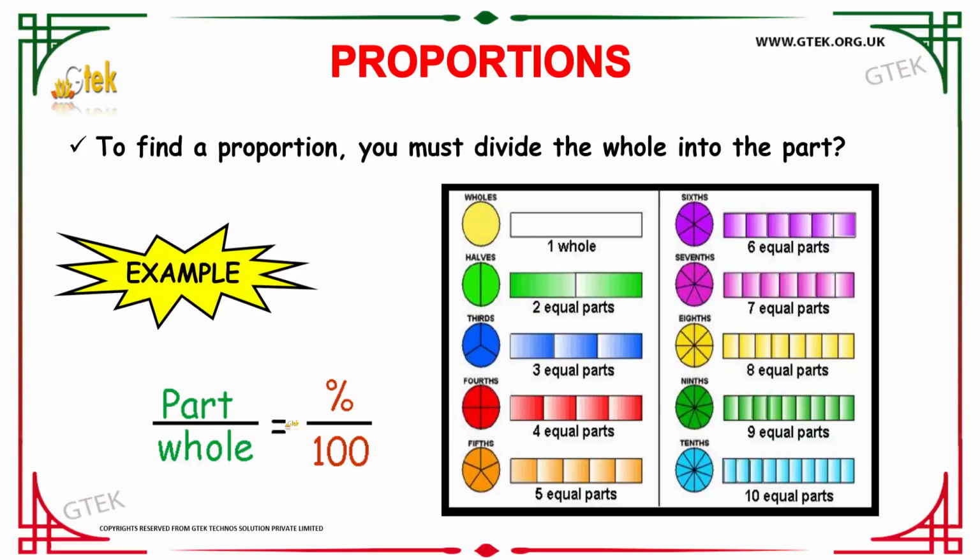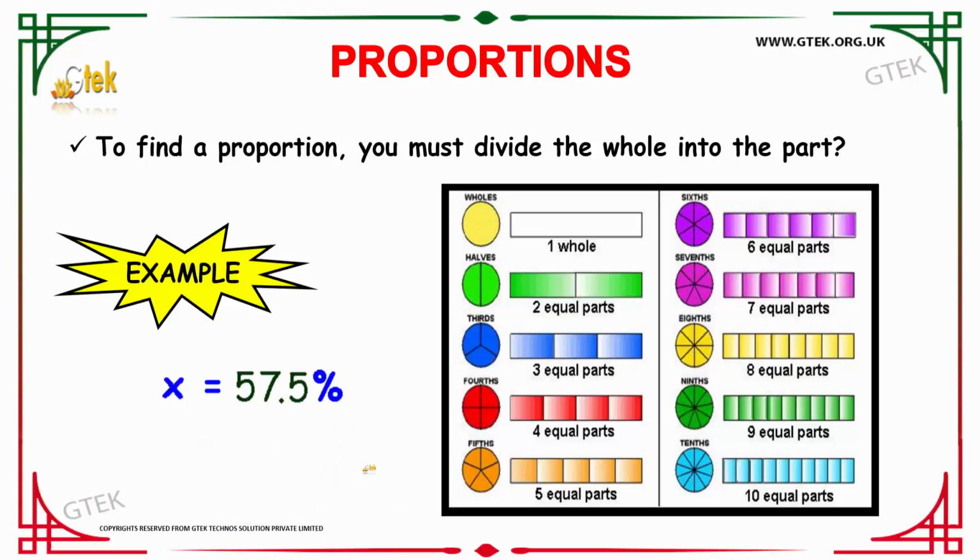So this is the logic, part divided by whole. We got the value, we are just going to multiply and divide the term. If we divide, we will get the value of x.